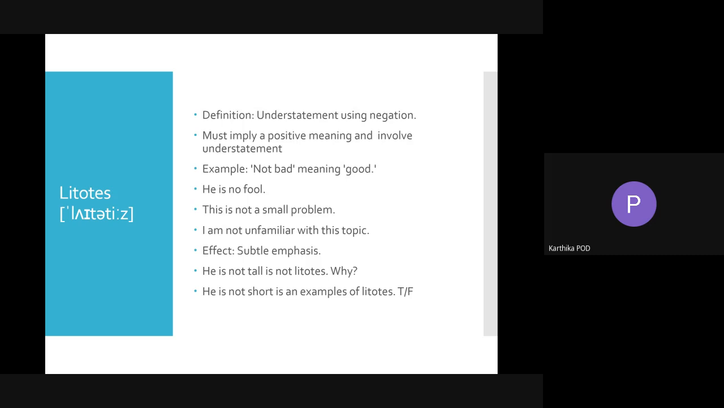So the first rule is okay. But the second rule is that it has to have a positive meaning. When I say he's not tall, it means he's short. I'm referring to something that has a negative implication in societal standards. So with negative implication, it doesn't become a litotes. Did I make myself clear? Yes, ma'am. Okay.